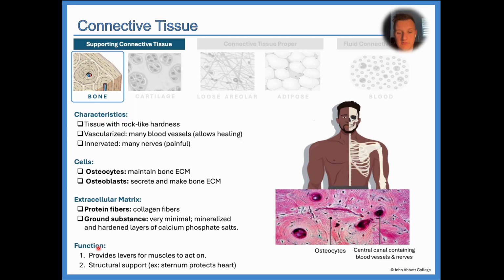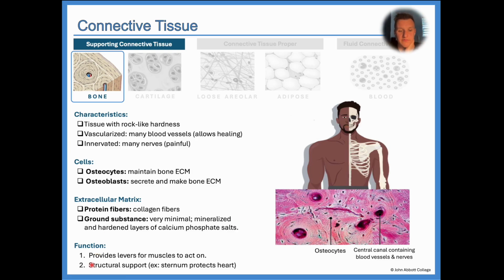And the function of bone, right, is to provide levers for muscles to act on. It's the skeleton, right? It gives us a shape, right? Without bones, we'd be all collapsed. And muscles, for example, there's a muscle that connects from one bone to another, and as the muscle pulls on the other bone, it lifts the other bone. So the bones act as levers, right?